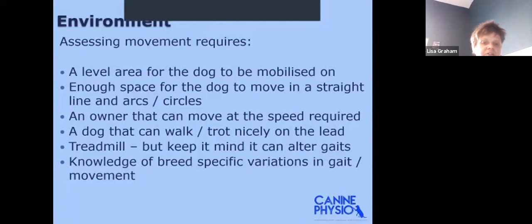And we need a bit of knowledge of breed-specific variations in gait and movement as well, because if we don't know that a certain breed has a certain little movement about it that maybe a different breed doesn't, we could clock that up as something that's a deficit or inaccurate for that dog. And most dogs have enough problems to begin with. We certainly don't need to be creating for them as well.